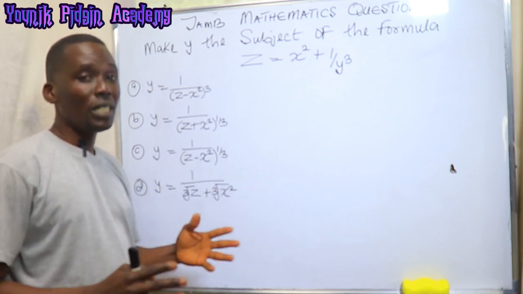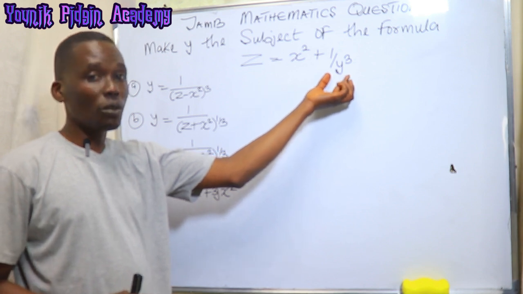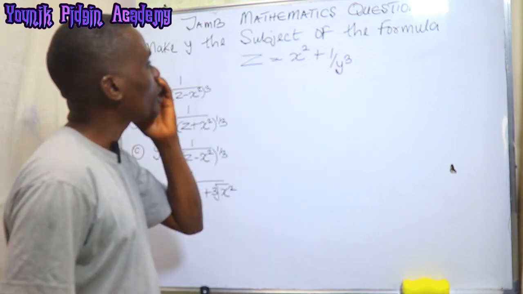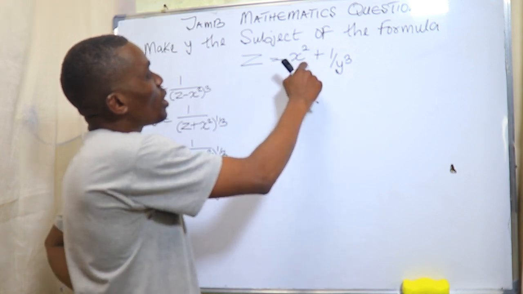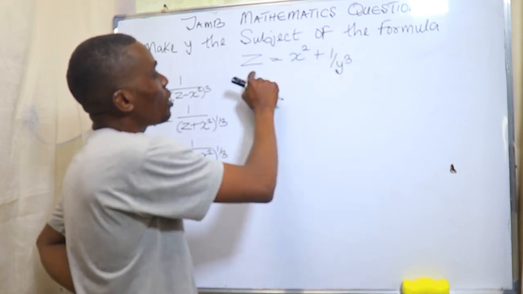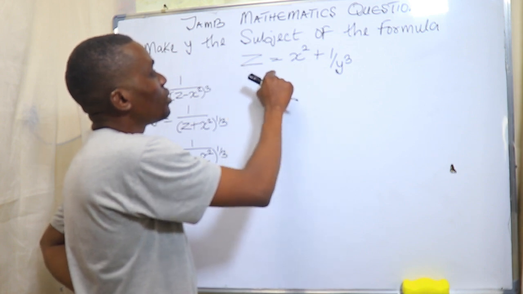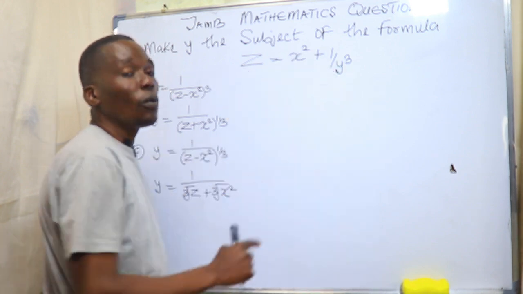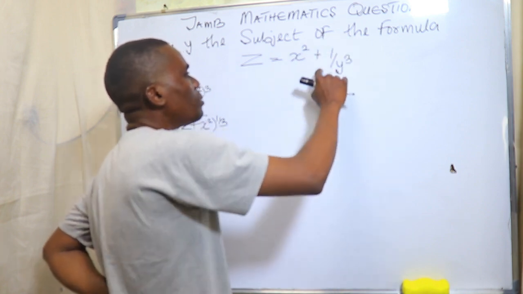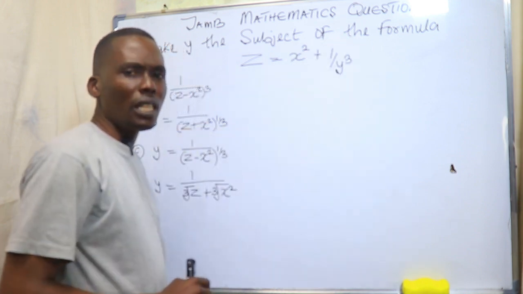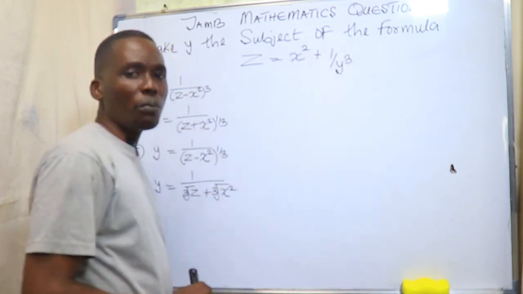This mathematics question is very easy. The only thing they need you to do is to make y the subject of the formula. If we want to make y the subject of the formula, some people could just decide to subtract x squared from both sides. If we subtract x squared from both sides, we will get z minus x squared, then it will remain y. But how do you take care of this 1 divided by y to the power of 3?